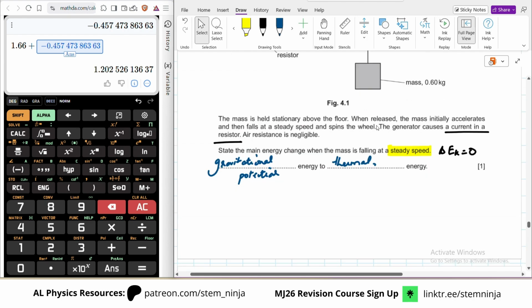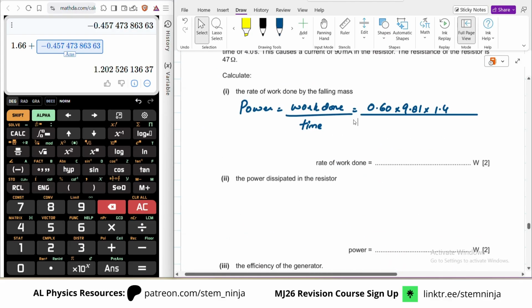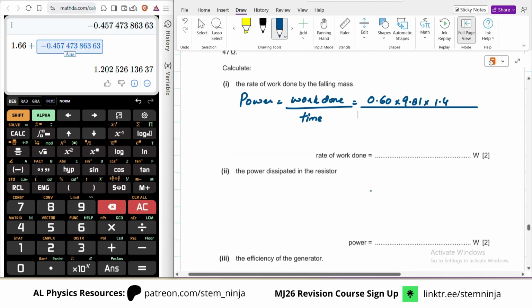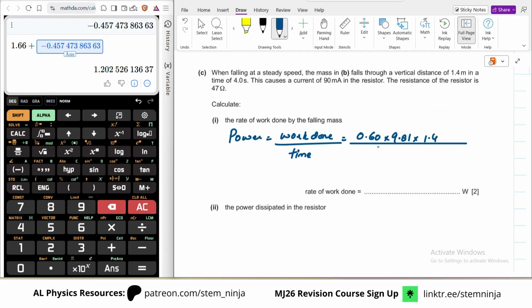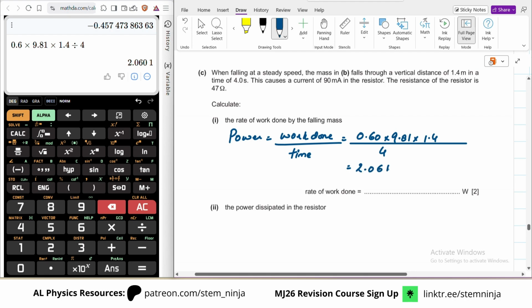The object is 0.6 kg, so mgh, with 1.4 meters, and then time is 4 seconds. So 0.6 times 9.81 times 1.4 divided by 4. This is 2.06, and we need to give it in two significant figures, so 2.1.